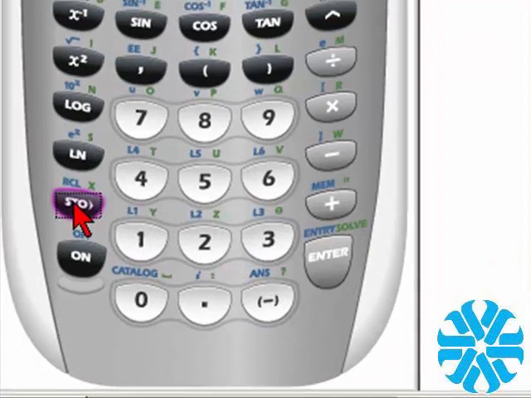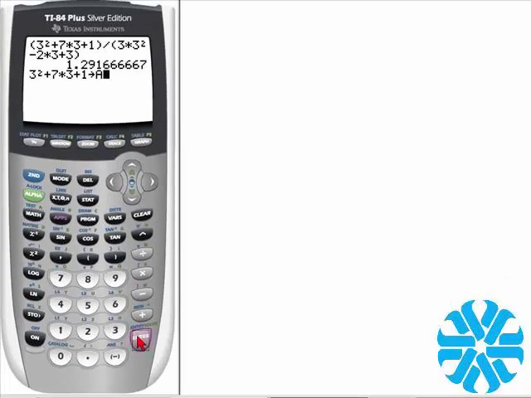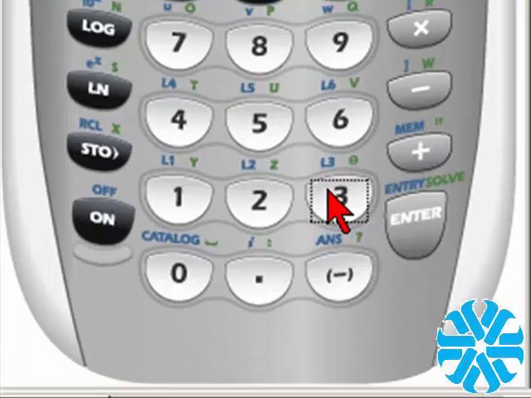So we need to hit the store key and then alpha, and then here's the A, so we hit that button. Then we hit enter. Okay, so this value of 31 is now stored in the memory register of A. Now let's compute the denominator. That's going to be 3 multiplied by 3 squared, subtract 2 times 3, and then added to 3. And we're going to store that in B.